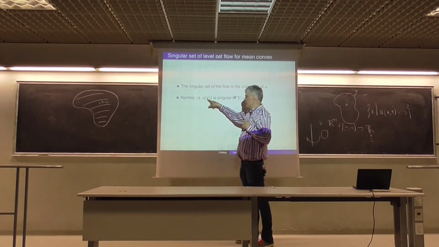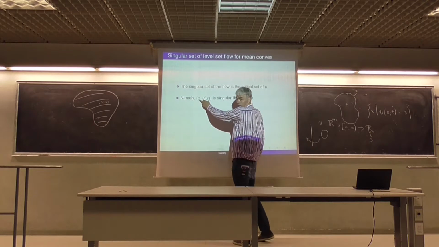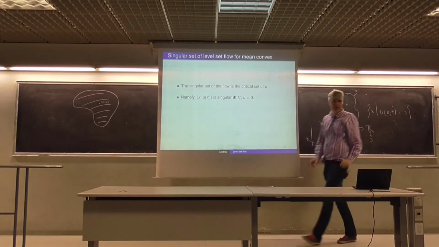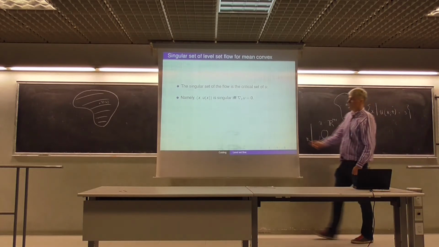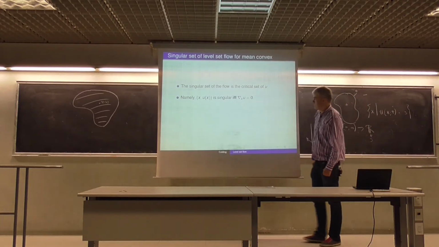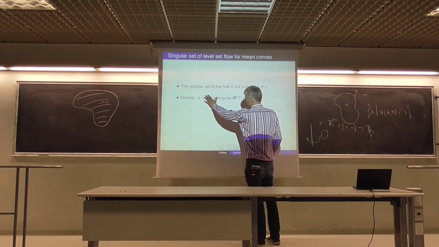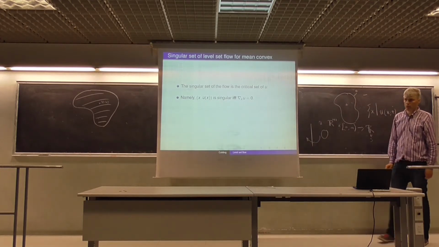Now, remember that u of x is just the time when the flow arrives at x. So this is a point in space-time. This point in space-time is singular for the flow precisely if the gradient of u vanishes. It's not terribly surprising, because you're dealing with a degenerate equation, and it's degenerate exactly when the gradient vanishes. This is the geometric way of thinking about it: it's a singular point for the flow. And this is the analytical way of thinking about it: it's a degenerate point for the equation.